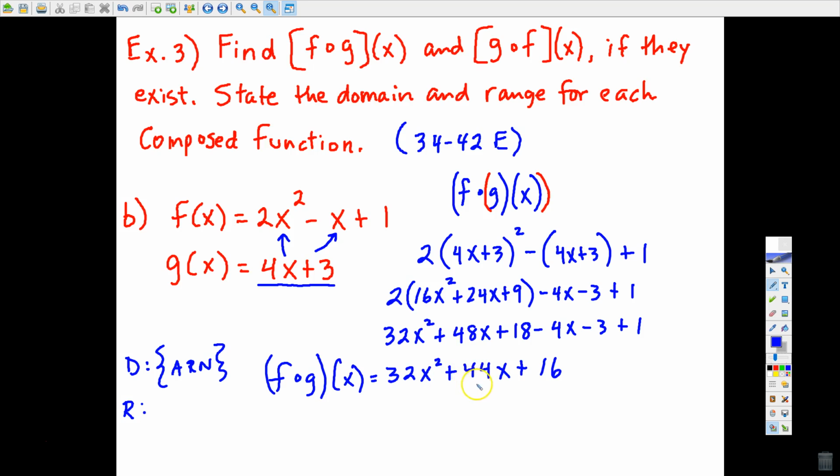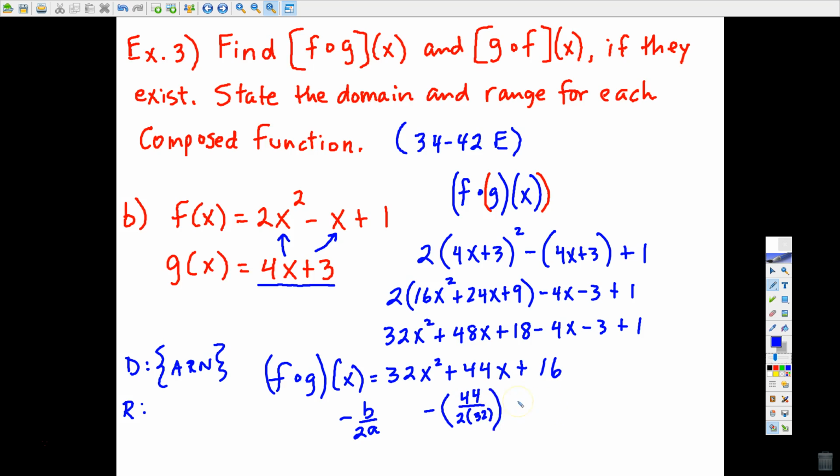And how do we find the vertex? Well, we have two different ways, but probably the easiest is to go back to our old trusty formula, the opposite of b over 2a. So let's go ahead and use our calculator. The opposite of b, which is 44, over 2 times a.